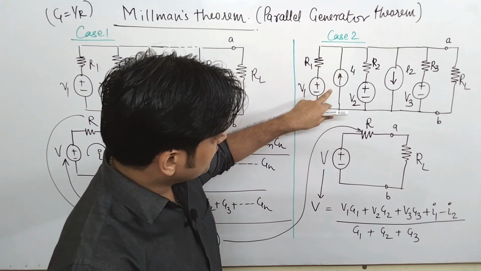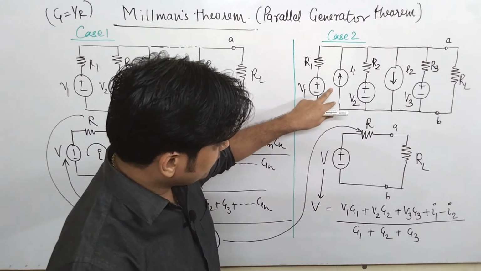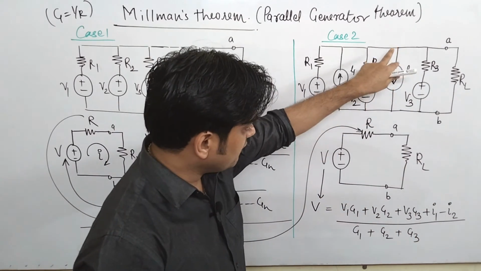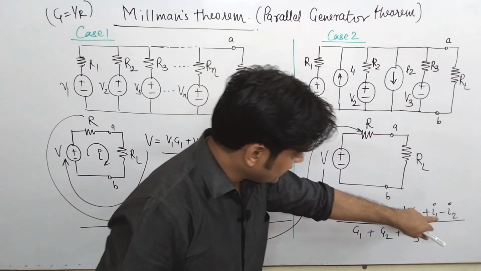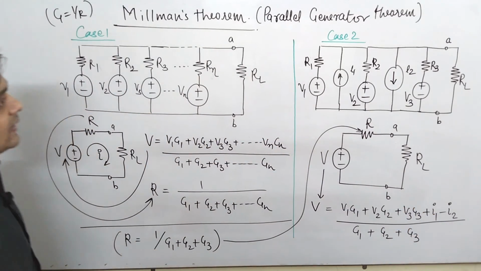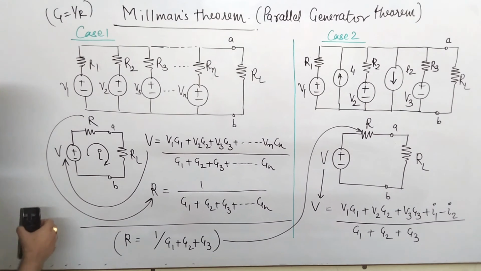Please keep in mind the direction of the current source. As we have taken the direction upward as positive, so it is plus I1. When it goes in the opposite direction, this is minus I2. So this is all about Millman's theorem. Now we will see one problem in this section.